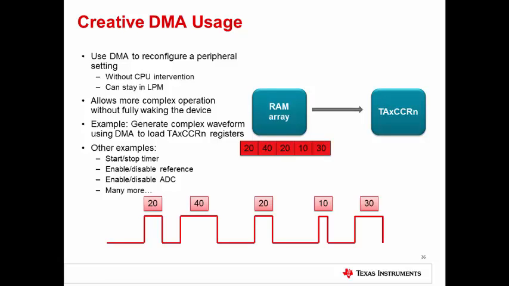Some other examples could include using the DMA to start or stop the timer, for example, to generate a burst of pulses which are enabled only during a window of time. Maybe we can also use it to enable or disable the ADC or the reference automatically, or to generate multiple PWMs by writing directly to GPIO output registers, and many more options.